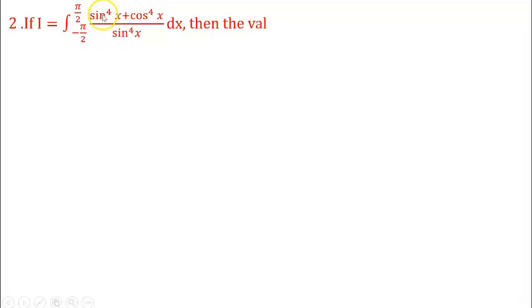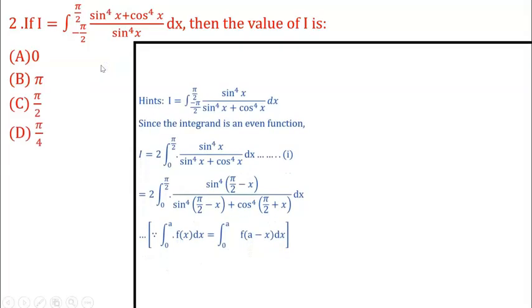Now next. If I is equal to integral minus pi by 2 to plus pi by 2 sin of x raised to 4 upon sin of x raised to 4 plus cos of x raised to 4 dx, then the value of I is: first option A is 0, B is pi, C is pi by 2, D is pi by 4. Okay, now we'll evaluate this integration.